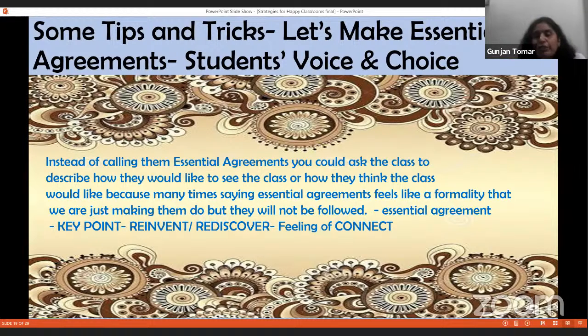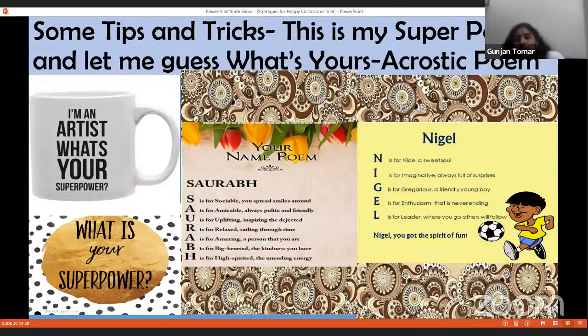Now, when you think this kind of situation is arriving in your class, it's time to rethink or reinvent a word. And she said, whatever agreement is there, there should be a feeling of connect. So let the students decide what they want to put as rules for them, because then that will give them a feeling of belonging, that it belongs to them, and that will also give them the kind of authority that this class belongs to them too.